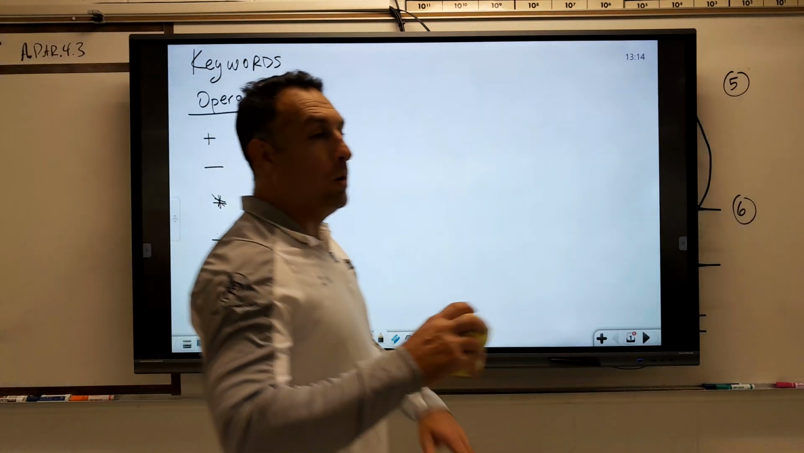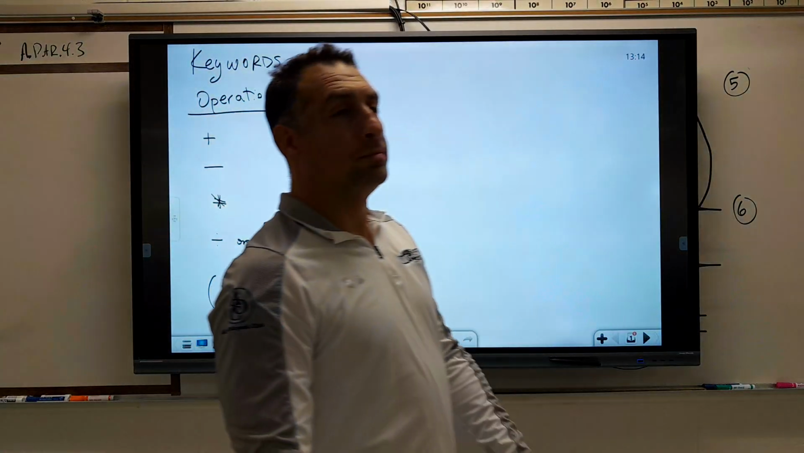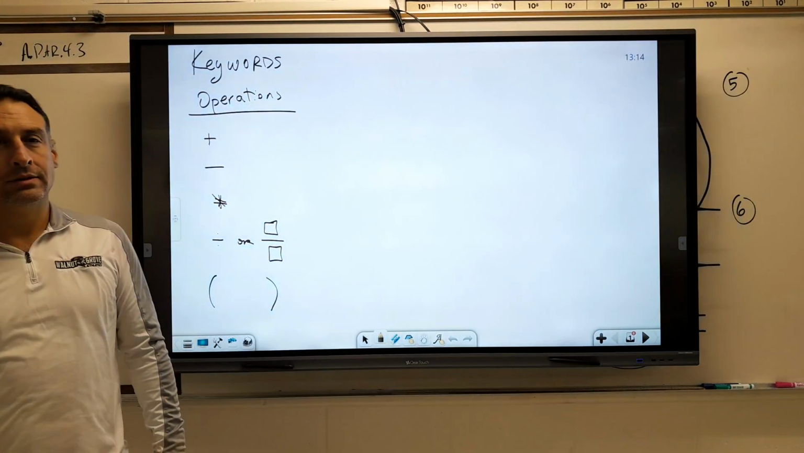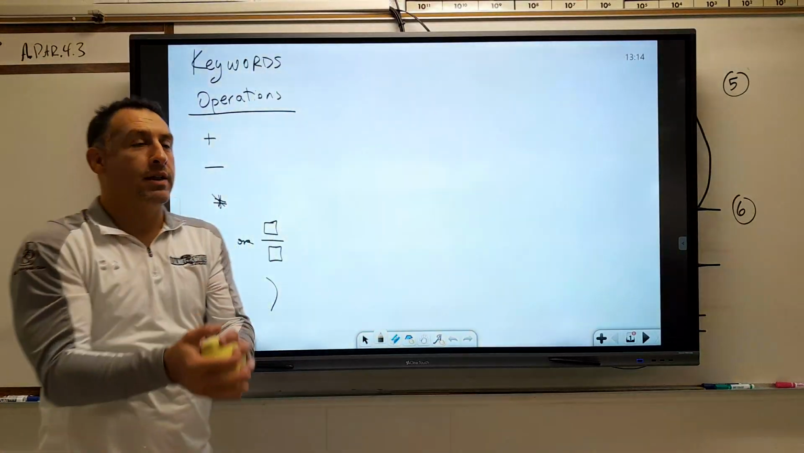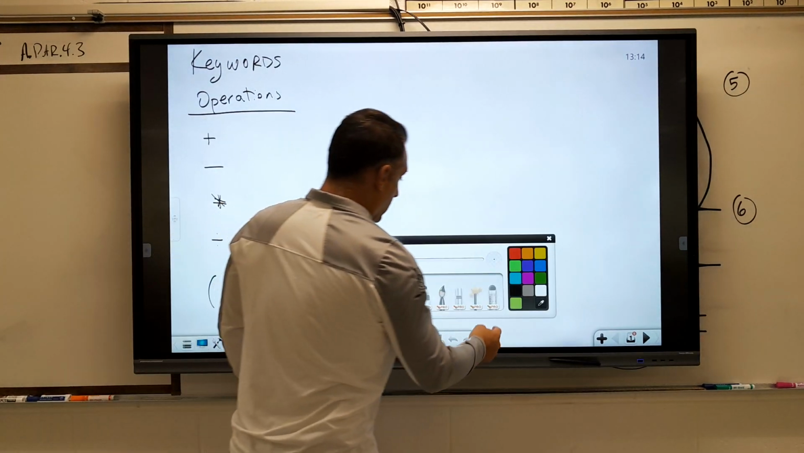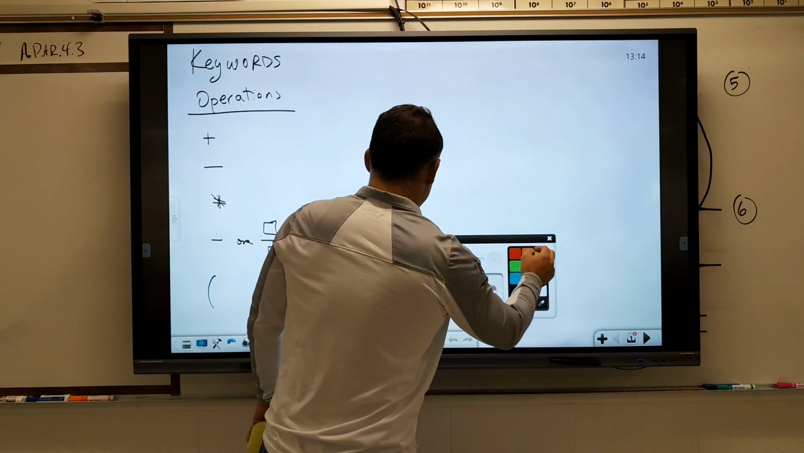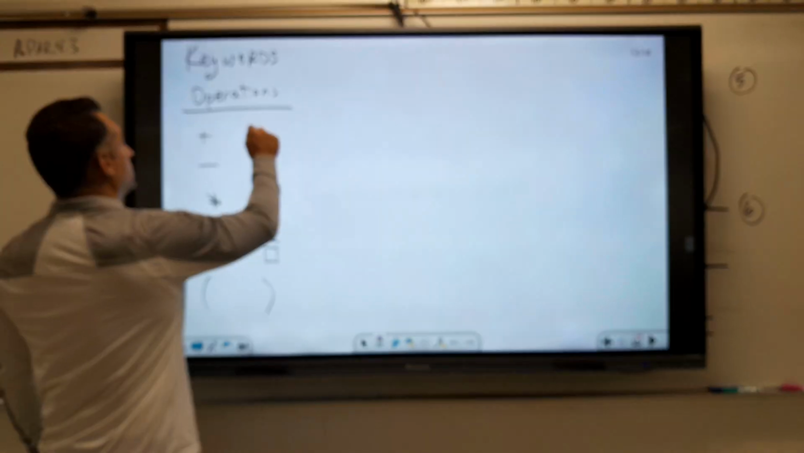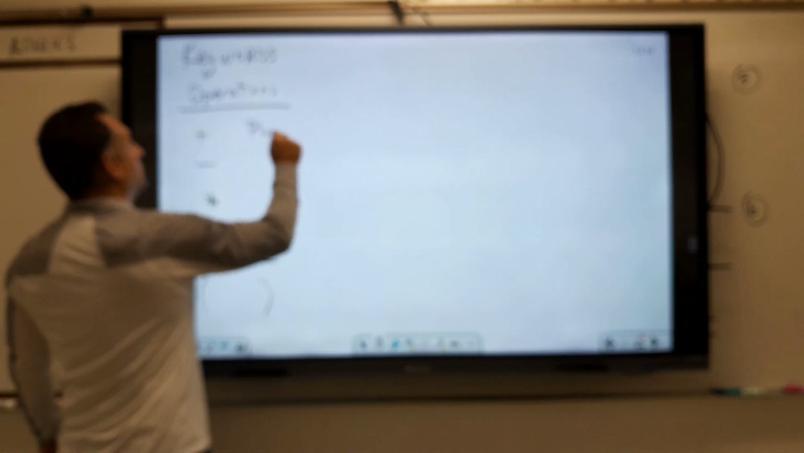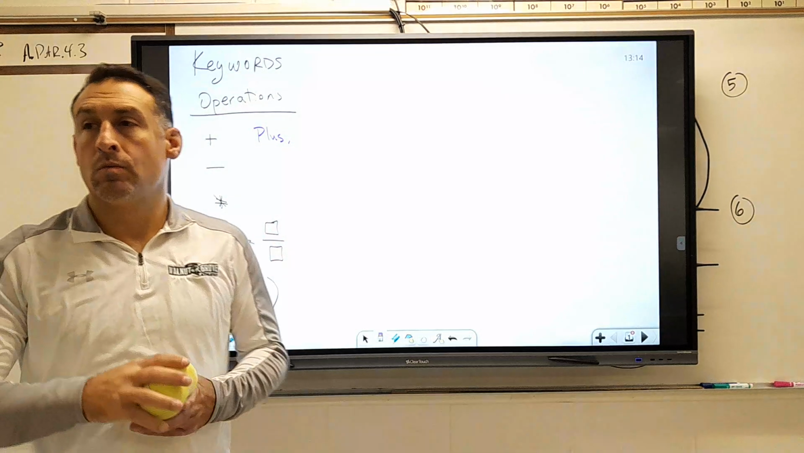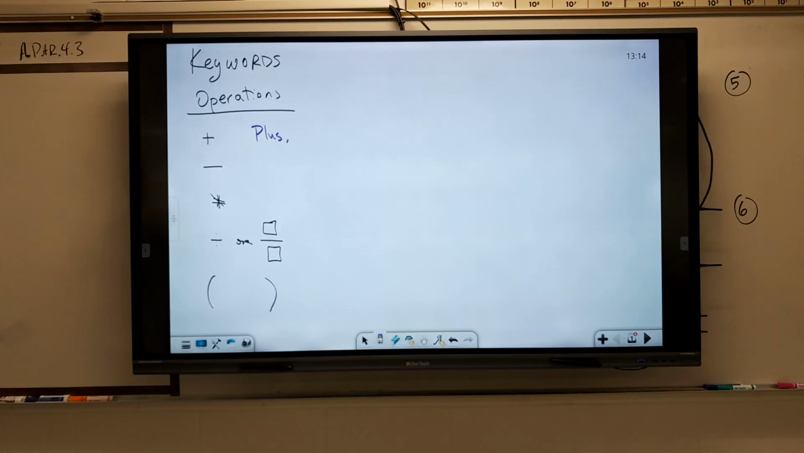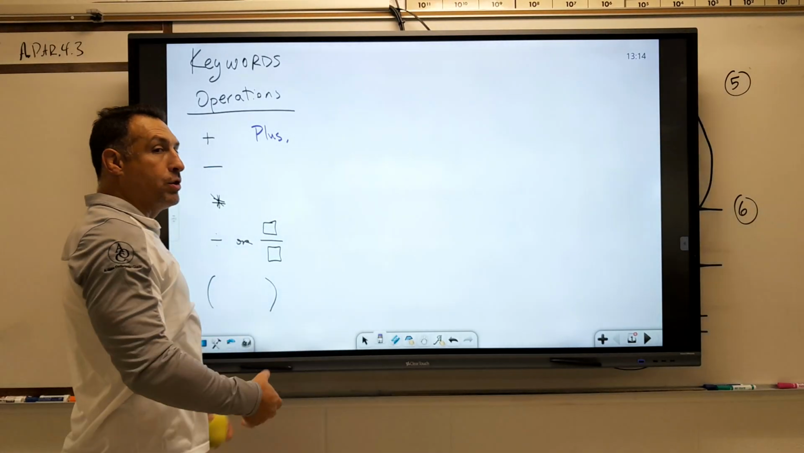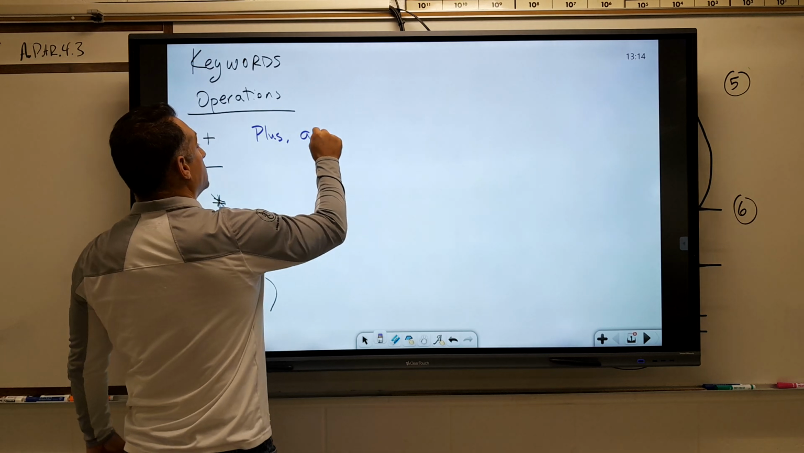What's the first symbol? Plus. Very good. We can say that for sure. We can say it's a plus symbol. Does anybody have a different word, a different description? Addition. Okay. We say we're doing that if we say we're adding.